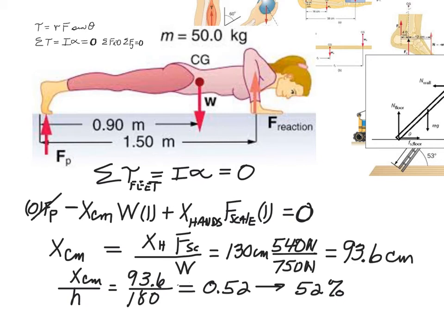And then it asks to find out the percentage of the total height. You can see that the total height is 180. This is a little bit more than 90. So this person's center of mass is slightly above their midpoint. And so we get a fraction of 0.522, or 52% from the floor to where their center of mass is of their total height. Okay, let's go to the next problem.